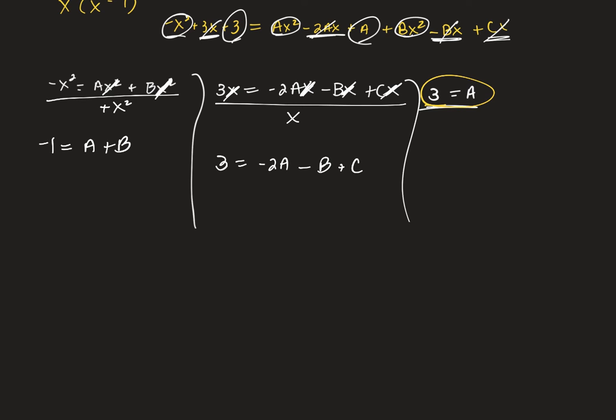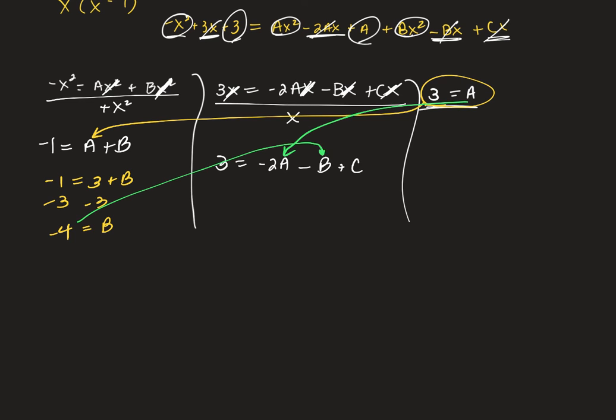I already know a is 3. I'm going to plug that into the one with 2. Solve for b. And then I take the a and the b. 3 equals negative 2 times 3 minus a negative 4 becomes positive 4 plus c. 3 equals negative 6 plus 4 plus c. 3 equals negative 2 plus c. And c equals 5.